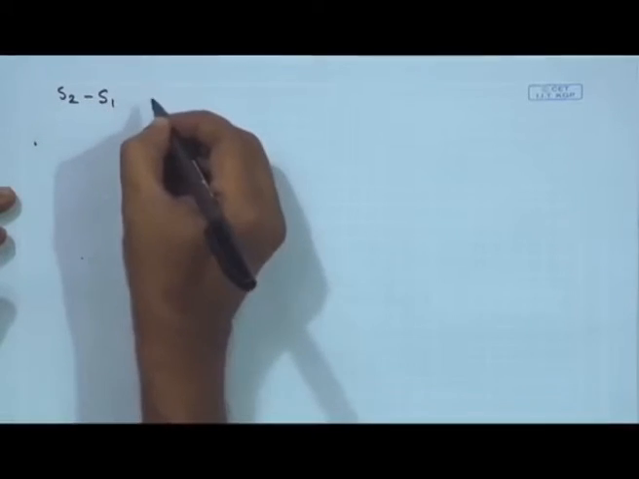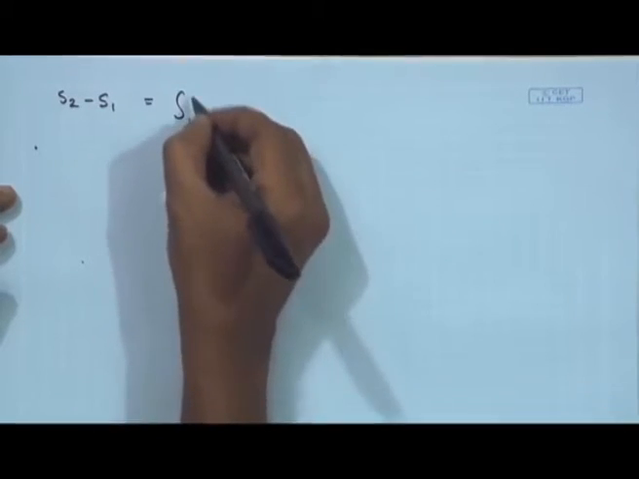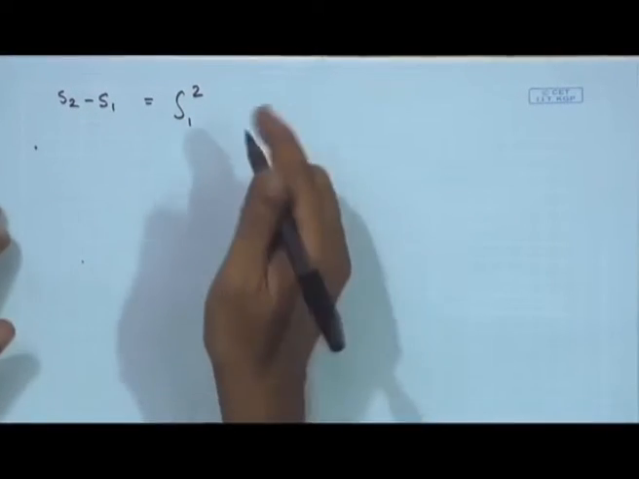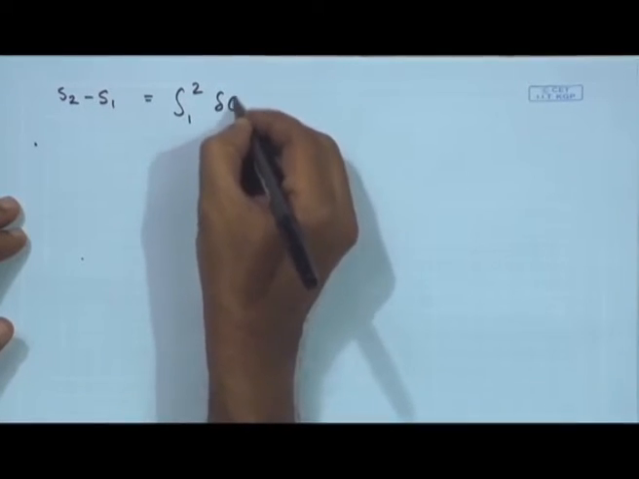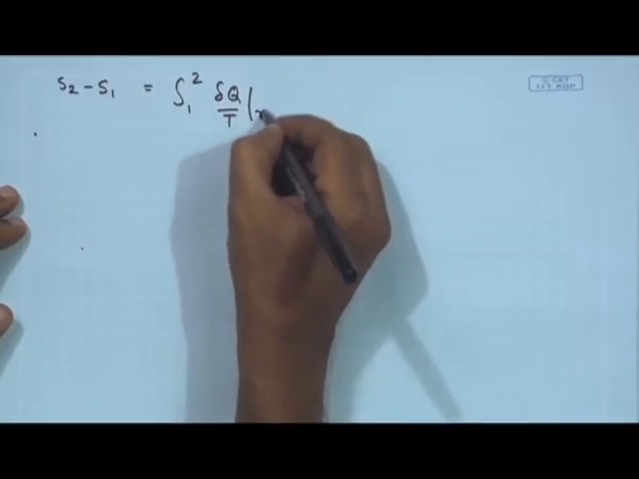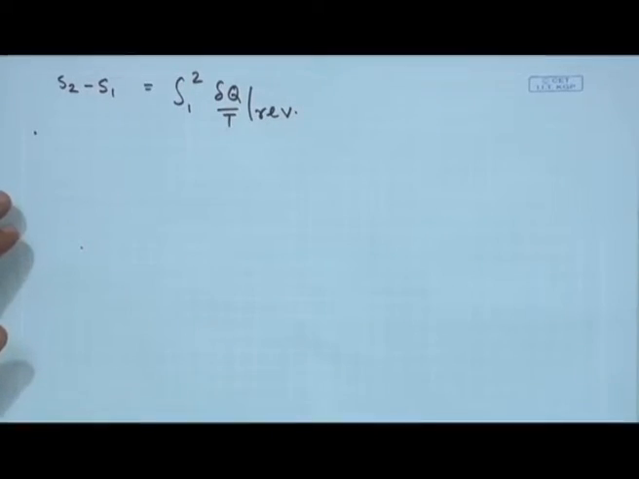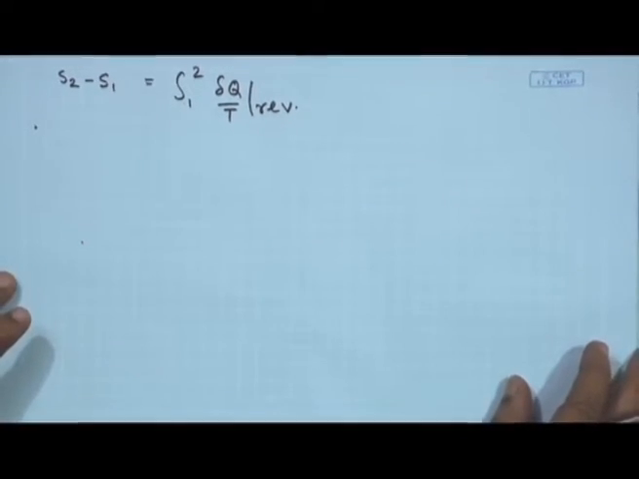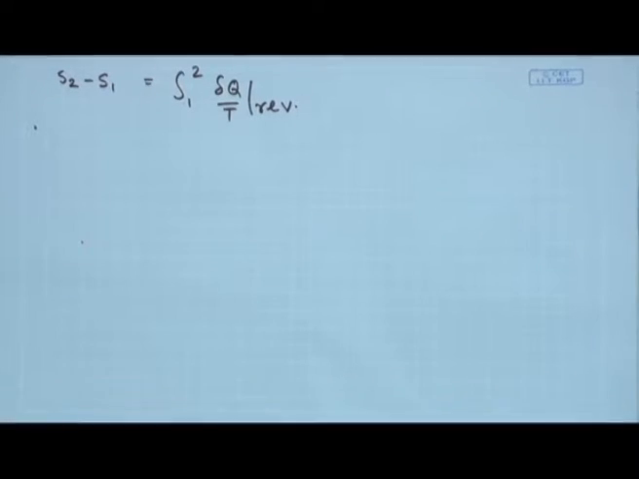And entropy, the basic equation is S2 minus S1 equal to integral 1 to 2 dq by T reversible. Now, a few small things I would like to recapitulate and ask you to recapitulate from our thermodynamics regarding the entropy relationship.